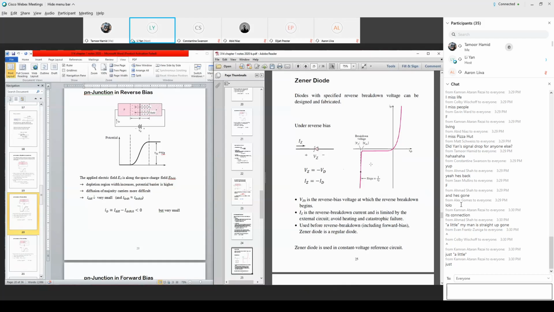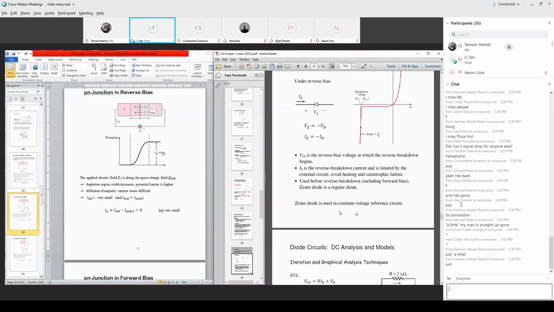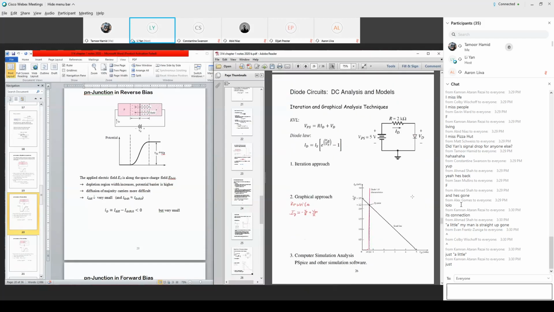So this is reverse breakdown. But before you hit reverse breakdown, in this region the behavior is just that of a normal diode. So the Zener diode behaves as a regular diode before the reverse breakdown. Any questions?